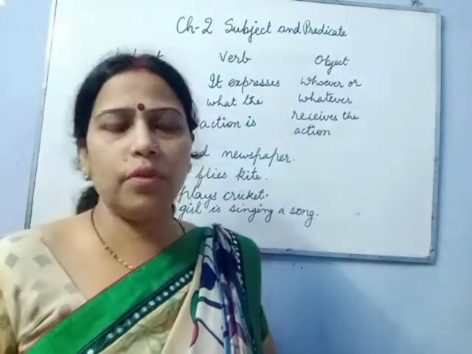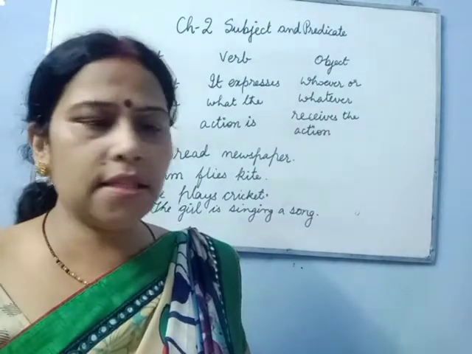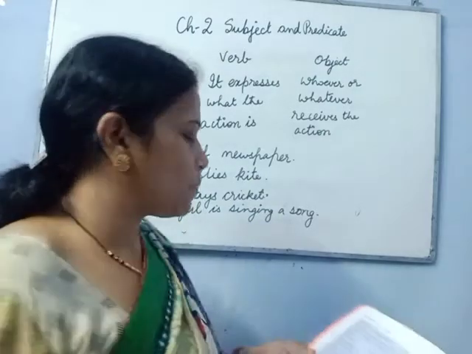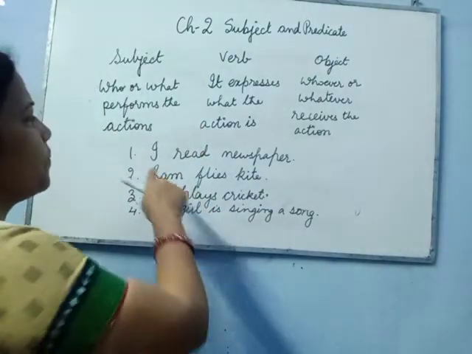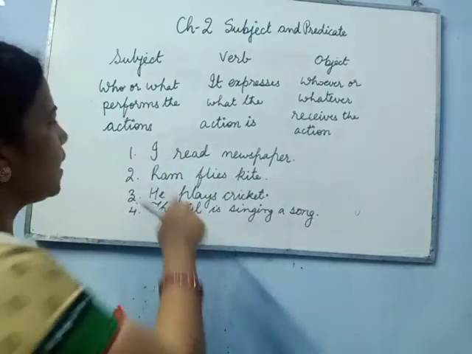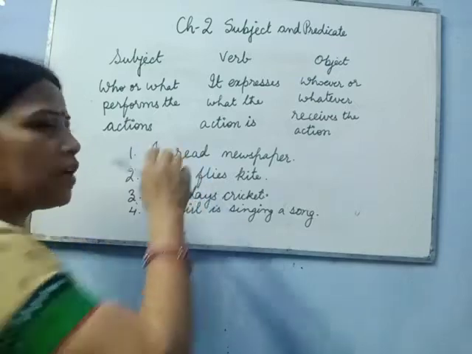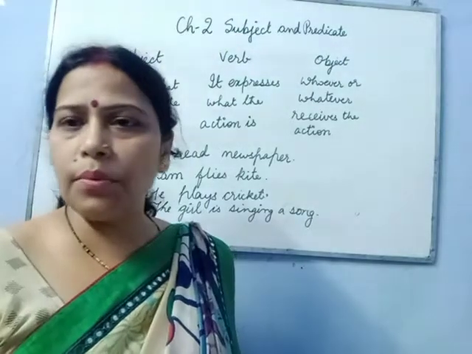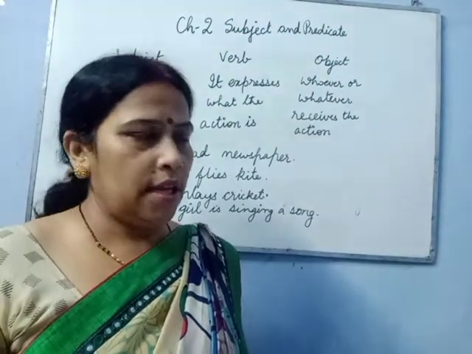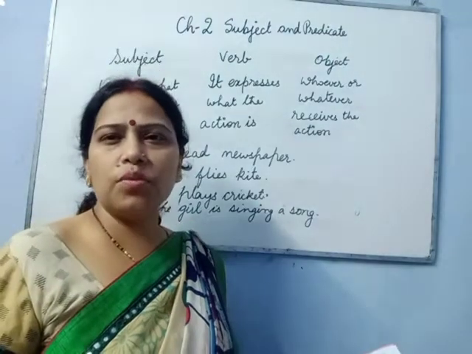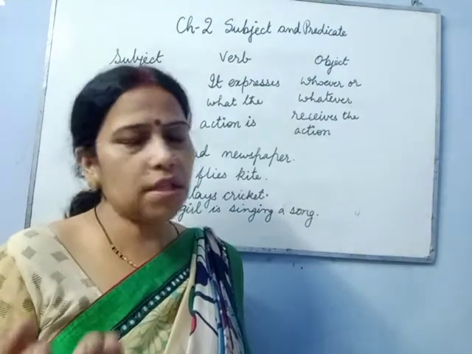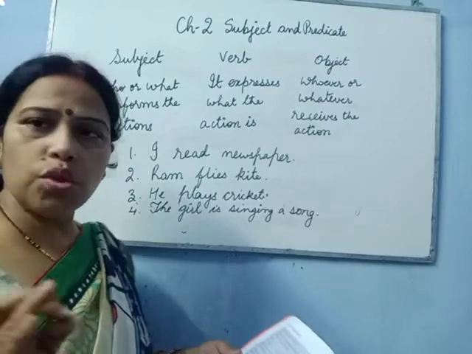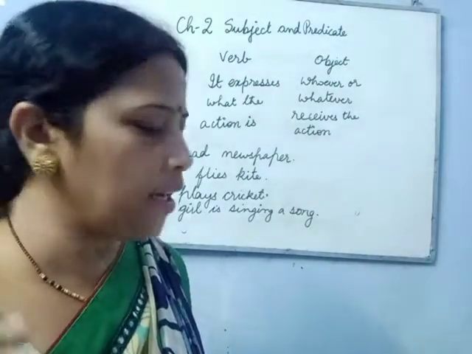Page number 12, all of you open and then see. A sentence has a subject and a verb. So we know that a sentence has a subject and a verb. Like here, I read newspaper. Here what do you see? Here I is a subject and read is a verb. So as a sentence, it has a subject as well as a verb. Verb, you know that any action being performed is a verb, and subject is what? Subject can be a noun or a pronoun. Okay. So a subject is usually a naming word.